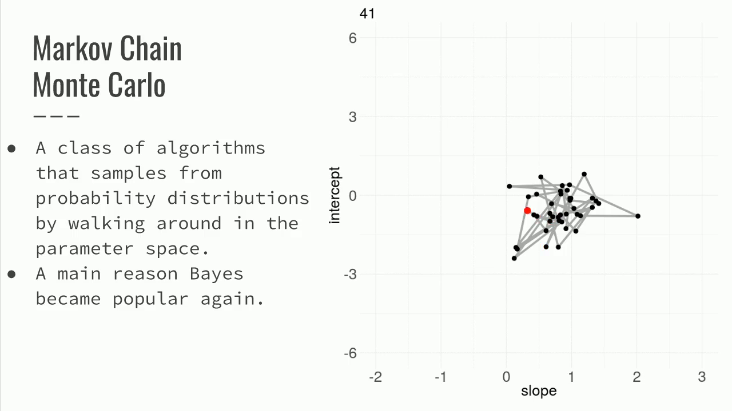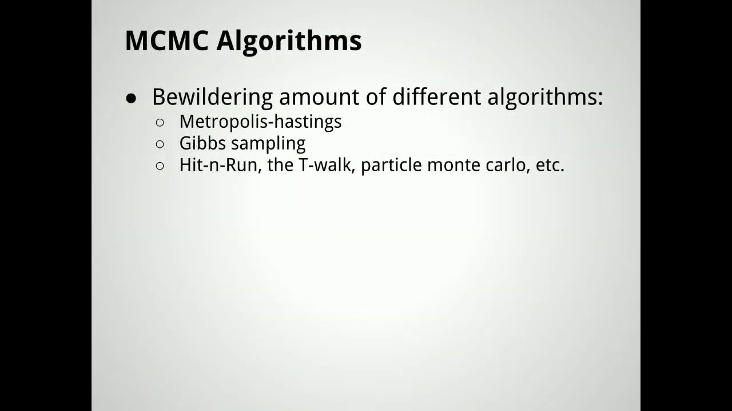In theory, at least. Because even if you use different algorithms to fit the model, it's still the same model, right? But in practice, different algorithms can make a huge difference, where some are much more efficient than others. And even if you just look at Markov chain Monte Carlo algorithms, there are a bewildering amount of different ones. You have Metropolis Hastings and Gibbs sampling, two of the most common Markov chain Monte Carlo algorithms, but there are many more with exotic names like Hit and Run, the T-Walk, Particle Monte Carlo, etc.